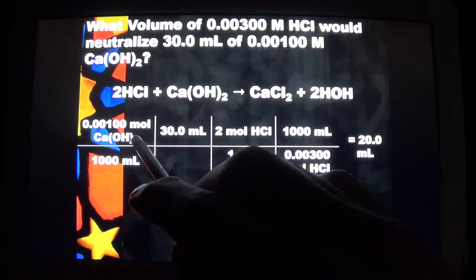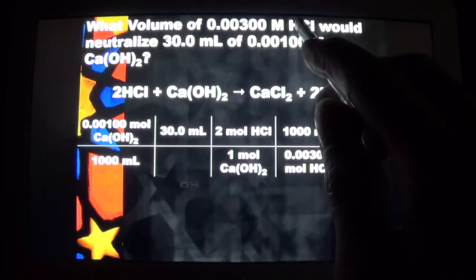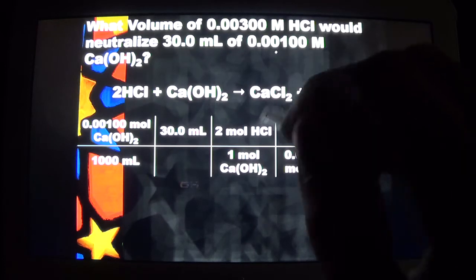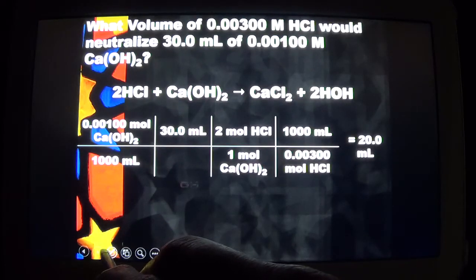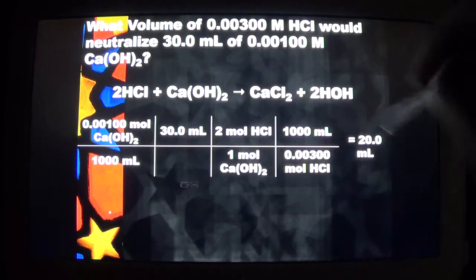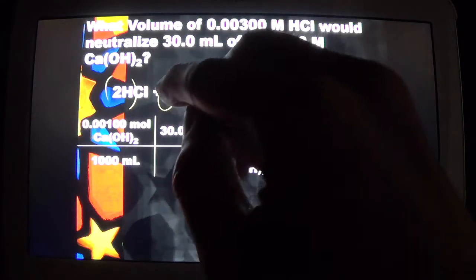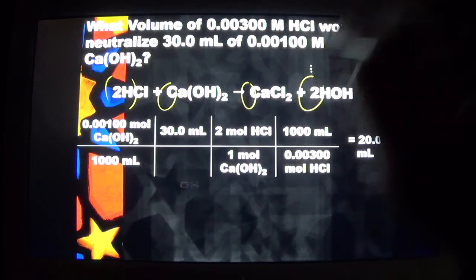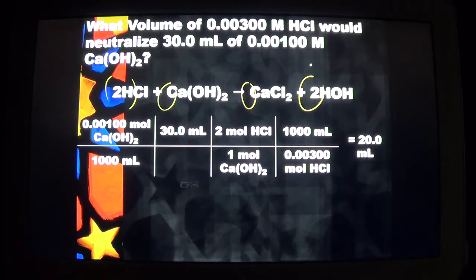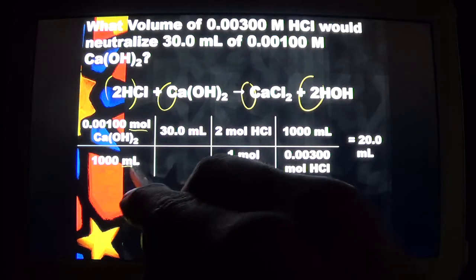I'm starting with my molarity. And I like to start with the molarity, and you, of course, start with the molarity of the one you know about. I'm going to turn that into moles, because our railroad tracks only work in moles. We can only use the coefficients of our equation when we're talking about moles, at least for a railroad track. Notice how I turned my molarity into moles per milliliter.